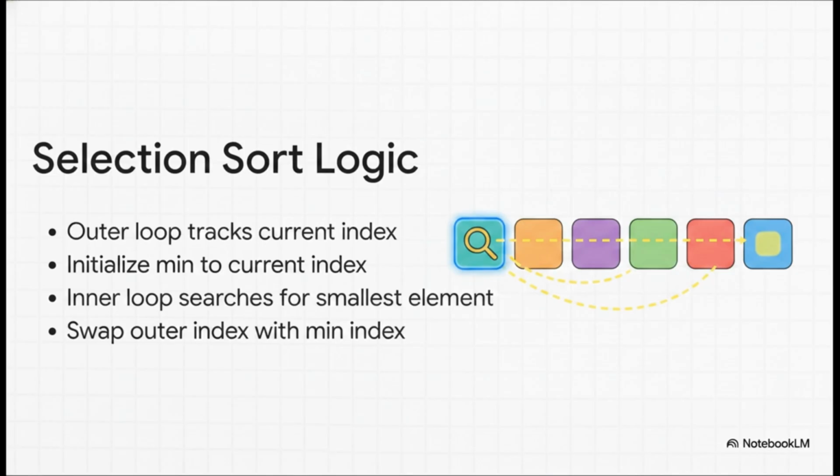Then your inner loop races ahead, checking to see if any subsequent elements are smaller. If it finds one, it updates the minimum index. But notice the huge difference from bubble sort here. Selection sort only performs a single swap per outer loop iteration. It's not constantly swapping adjacent pairs all the way down the line.